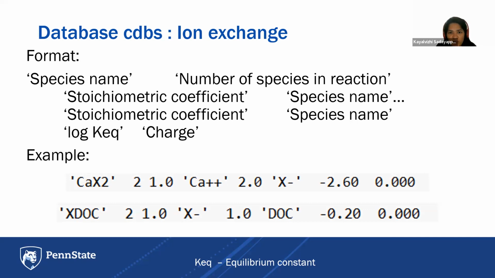Finally, we come to the ion exchange block. In the ion exchange block, the format is such that first we have the species name, and then the number of species involved in the reaction, followed by the stoichiometric coefficient and the species names, just as we saw for the secondary species and mineral species. But after that, we have only one log KEQ value that we use instead of 8 values that we saw in the previous reaction for the mineral species and secondary species. So here we have one log KEQ value, followed finally by the charge of the ion exchange species.